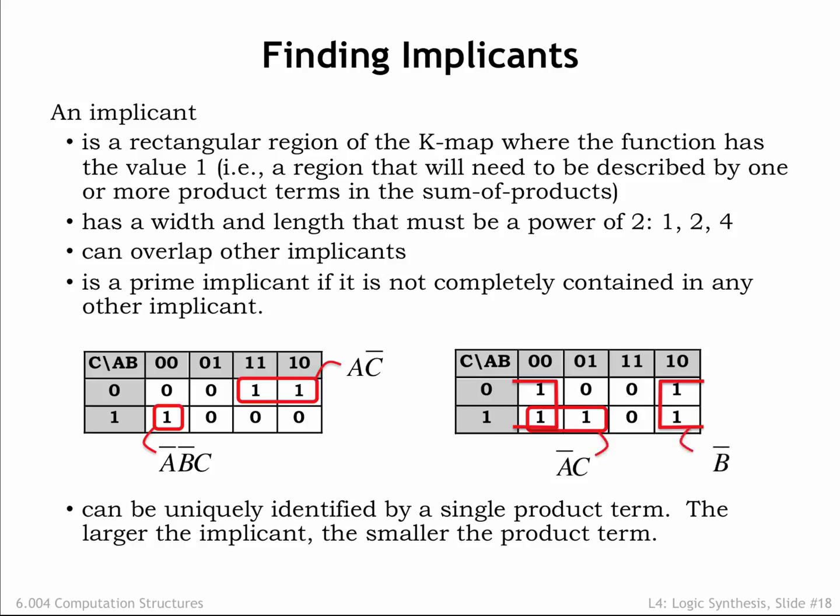Here are the two product terms for the two prime implicants in the right-hand K-map. Notice that the larger the prime implicant, the smaller the product term. That makes sense. As we move around inside a large implicant, the number of inputs that remain constant across the entire implicant is smaller. Now we see why we want to find the largest possible prime implicants. They give us the smallest product terms.